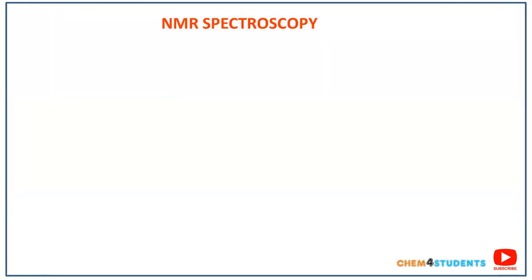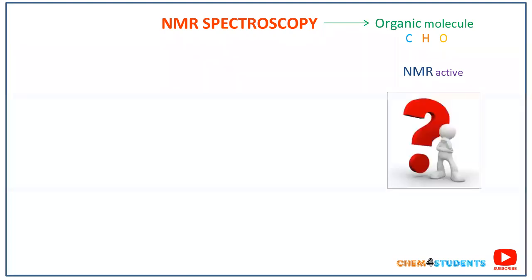NMR spectroscopy is a powerful analytical technique which gives complete details about organic molecules. As we know, organic molecules have carbon, hydrogen and oxygen. These are the basic elements. But all atoms are not NMR active. Only a few atoms give an NMR spectrum. Why? What is the reason? Let me explain with this image.